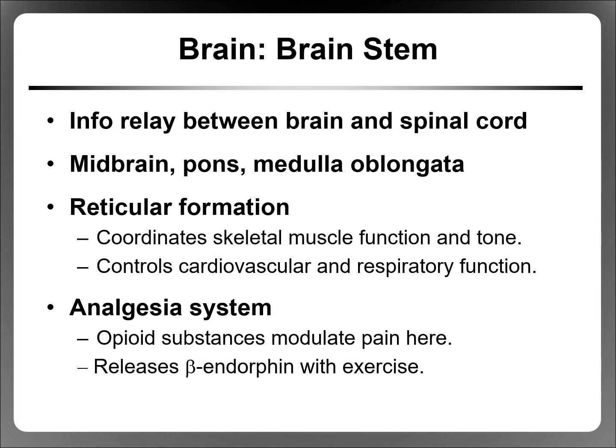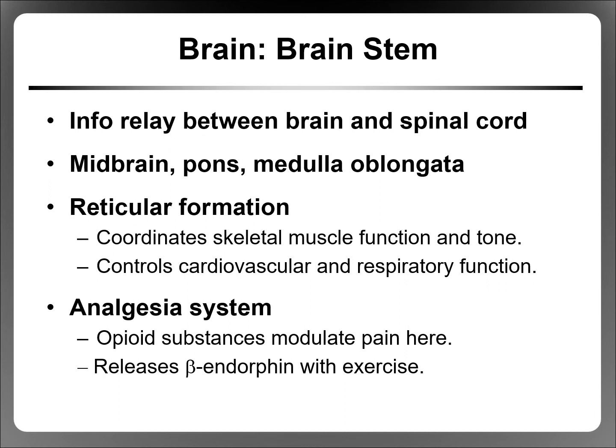Our next region of the brain is the brainstem. Our brainstem works to relay information between the brain and the spinal cord. It is made up of the midbrain, the pons, and the medulla oblongata. Our brainstem contains the reticular formation, which helps us coordinate skeletal muscle function and tone. It also works to control our cardiovascular and respiratory functioning.